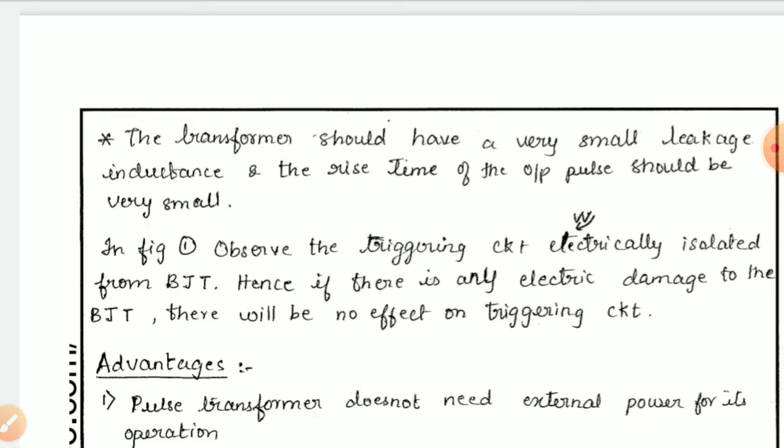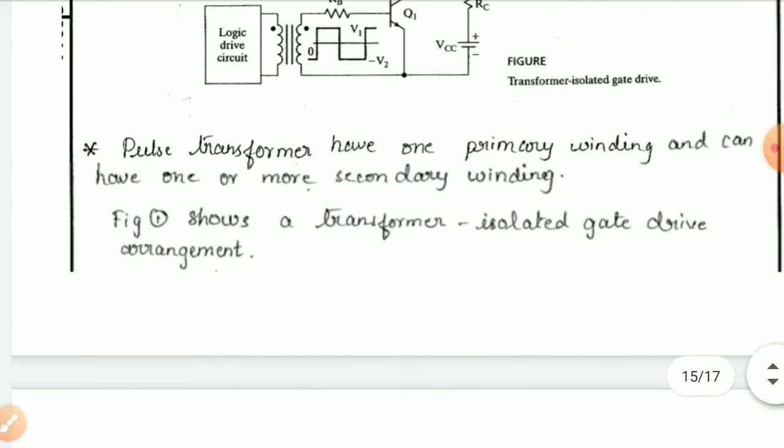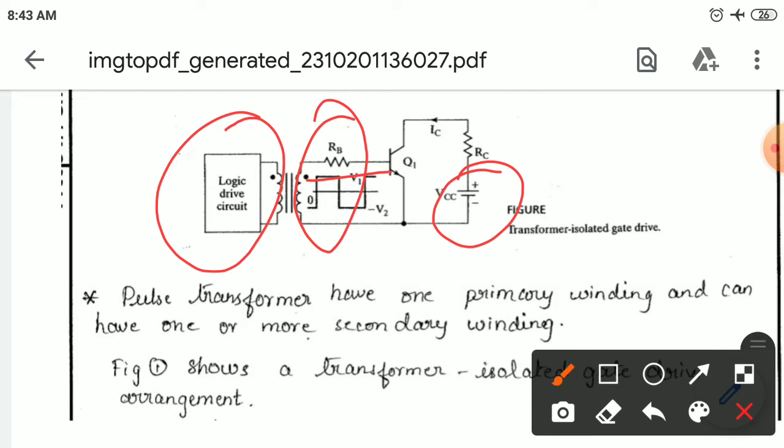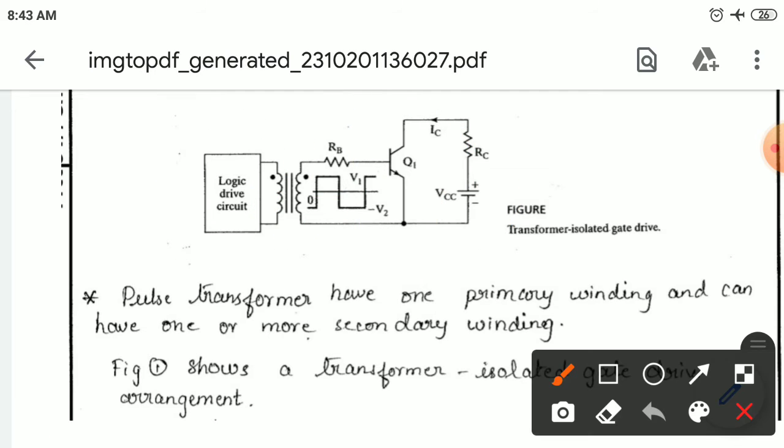The triggering circuit is electrically isolated from the BJT, hence if there is any electrical damage to the BJT, there will be no effect on the triggering circuit. So this is your logical circuit. The signal from this logical circuit is passed on to the secondary of the transformer, and from that the base gets the required amount of current. If any fault occurs and a high leakage current flows reversely, as isolation is provided using this transformer, the leakage current only comes up to here and stops here. So no leakage current flows through your logical circuit, and your trigger circuit is protected from faulty conditions.